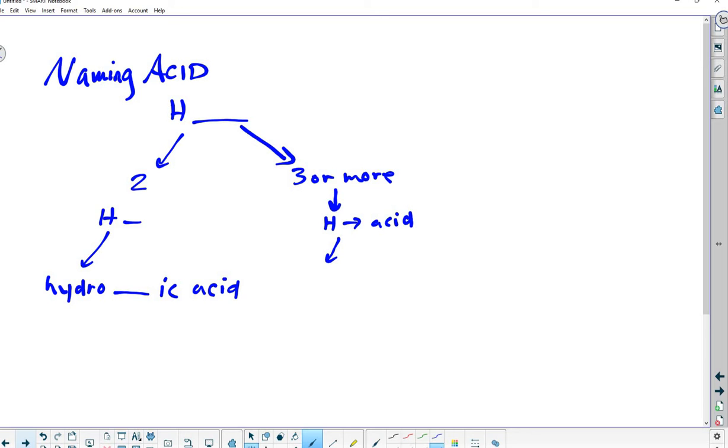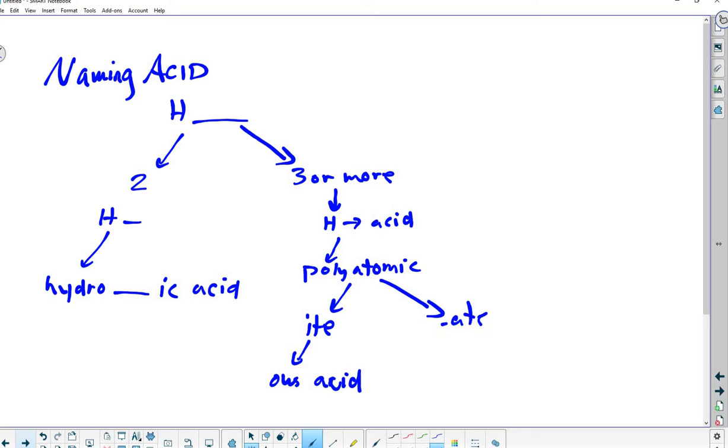So if it is a polyatomic, look at the polyatomic. If the polyatomic ended in ITE, then it becomes OUS acid. If it ended in ATE, then it becomes IC acid. Hydro is only for 2. So 2 gives me the hydro, 3 or more, no hydro.